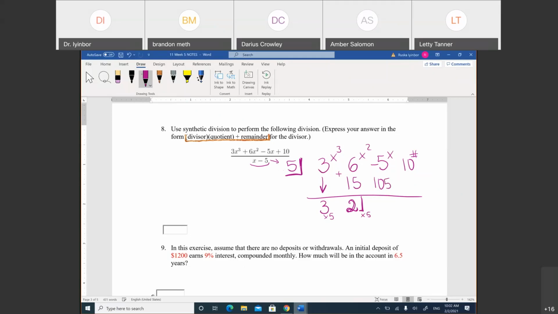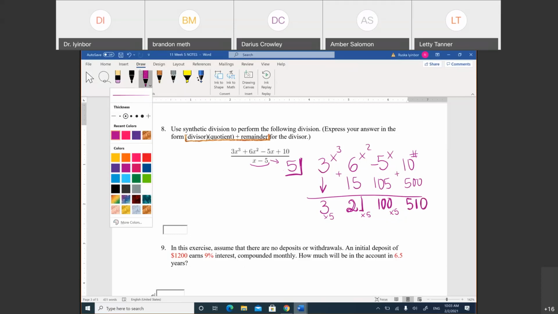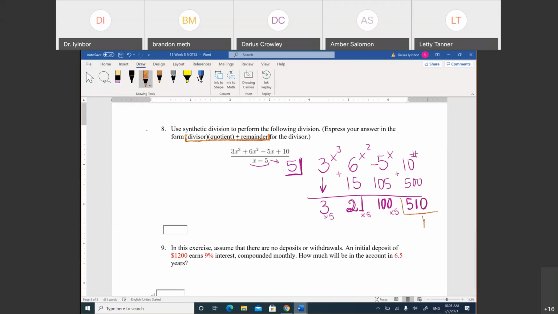And 105 plus negative 5, or just subtract 5, is going to be 100. And then that 100, you're going to multiply it by 5, it's going to be 500. And when you add 10, it's going to be 510. Now 510 is my remainder, right? So from there, you're going to get your answer. So 510 is my remainder. And all these numbers are going to give me the quotient.